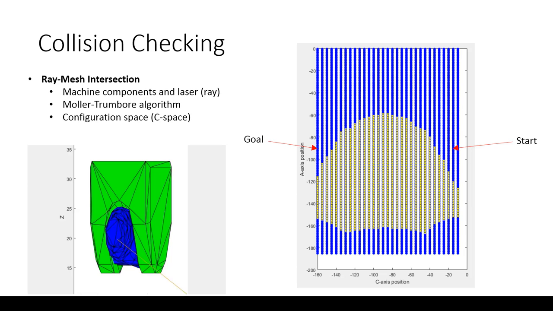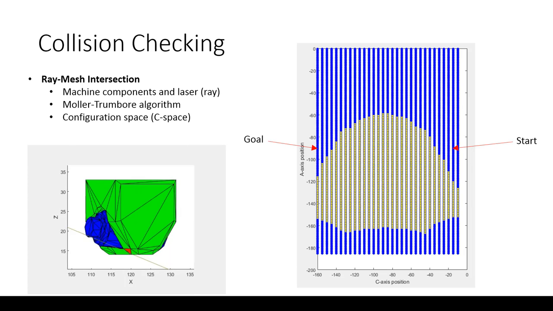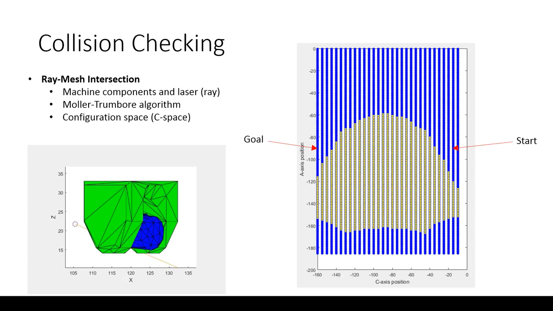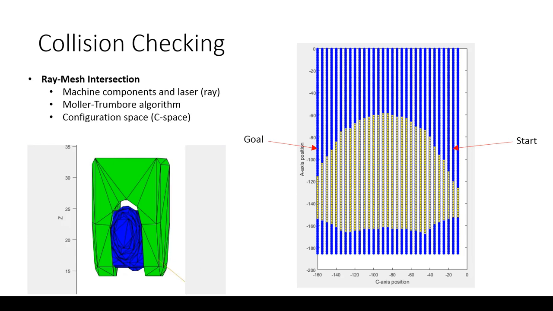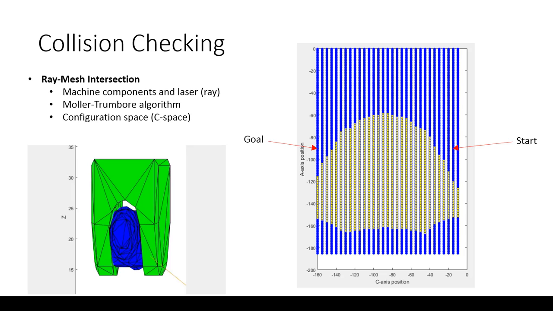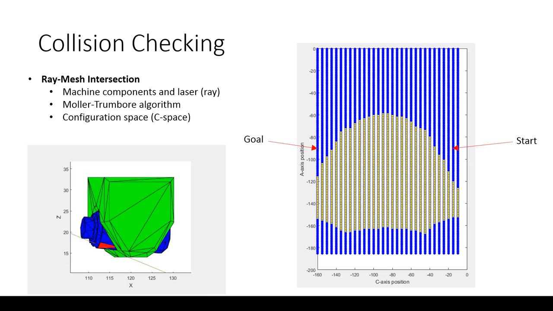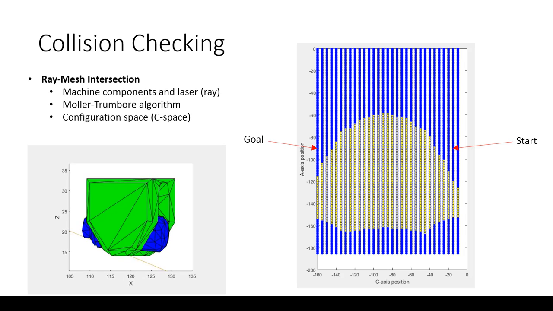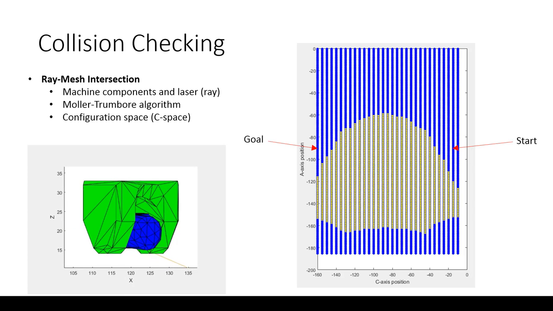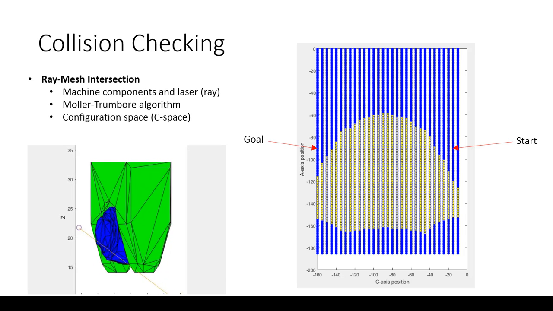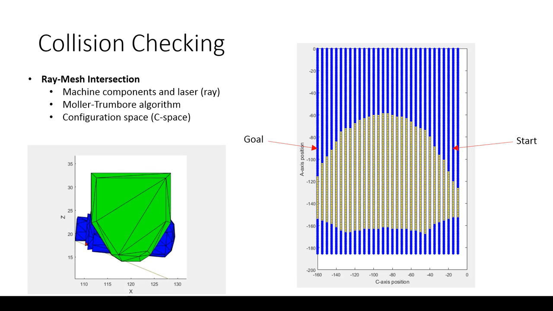I'm doing collision checking with a ray mesh intersection test. It's the Möller–Trumbore algorithm. Here over on the right you can see collisions in yellow between a start and a goal position, and the x-axis is C-axis position here, and the y-axis is A-axis position. And over on the left you can see a video showing in red where the collisions are.